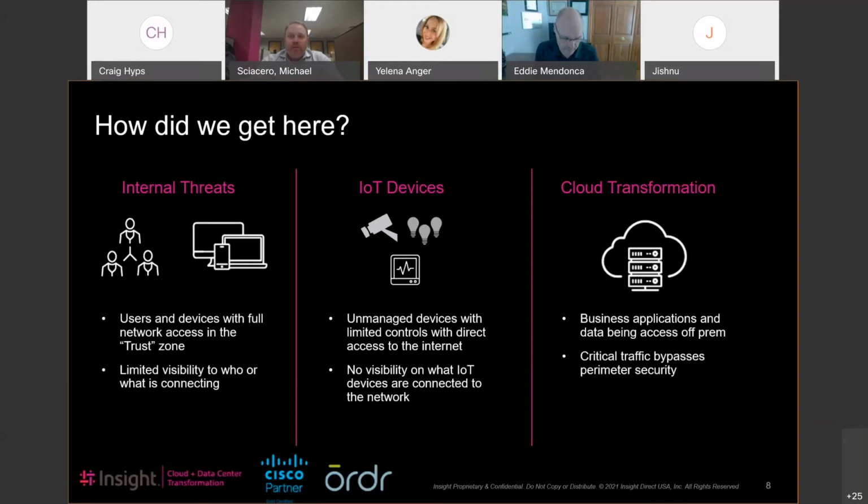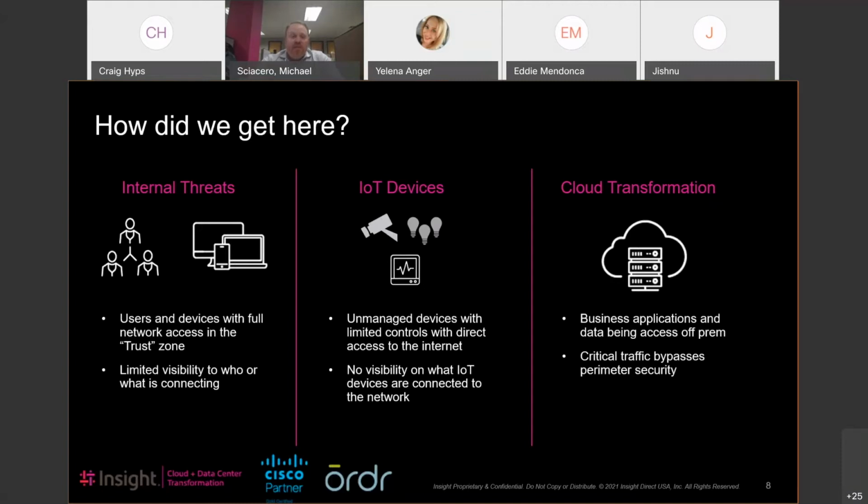Internal threats: users and devices with network access in the trust zone. Our visibility was limited, because we always had limited visibility in the trust zone. There was no need to authenticate devices or make sure the devices connected into the trust zone were supposed to be there. If they had access to the trust zone and were able to connect to the network, we left them unsecure. And IoT devices, right?